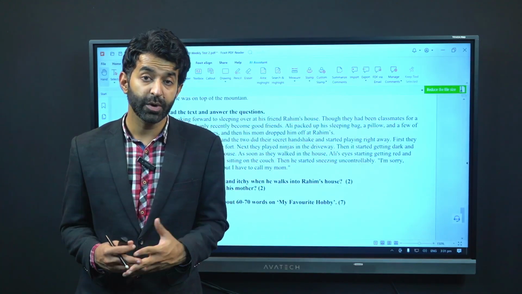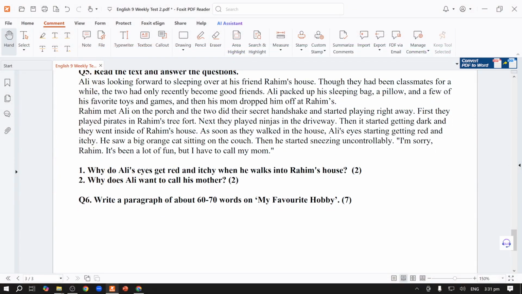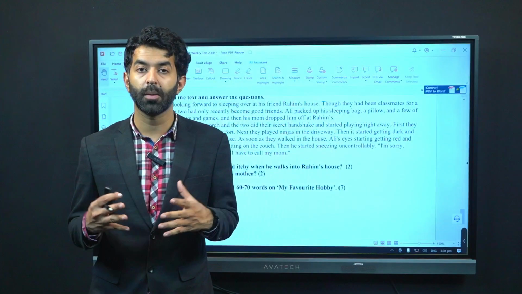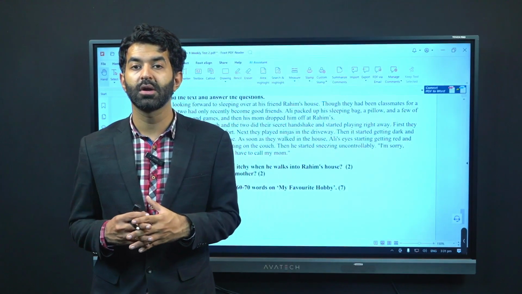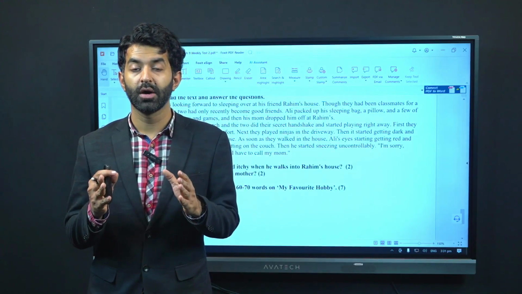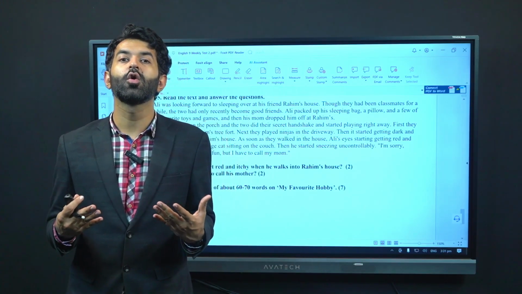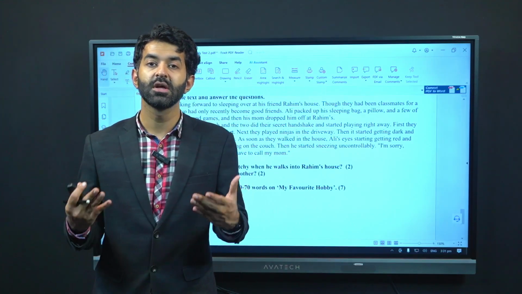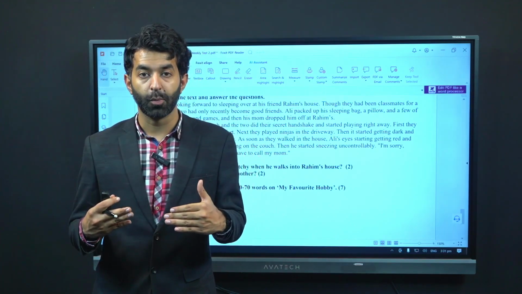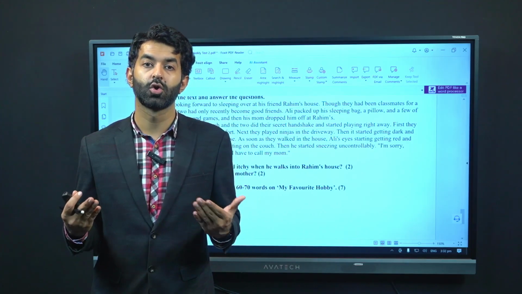And last but not the least, we have our question number 6 on writing, where you have to write a paragraph about 60 to 70 words on my favorite hobby. This is our topic. I have discussed about it in the lecture as well. Now students, follow the word limit, which is 60 words, and follow the paragraph structure, which is topic sentence, supporting details, and then at the last concluding sentence or conclusion, right?